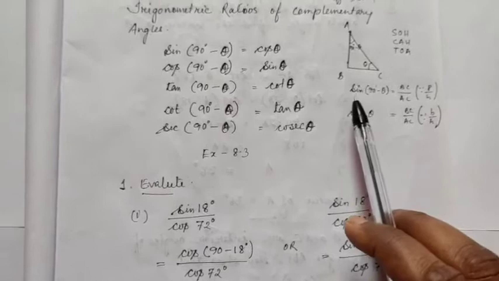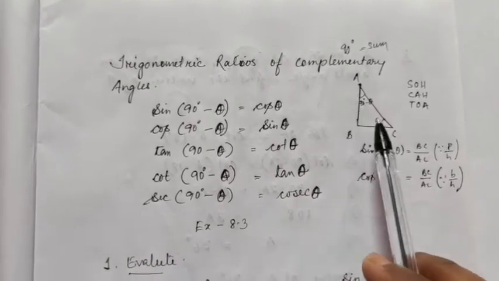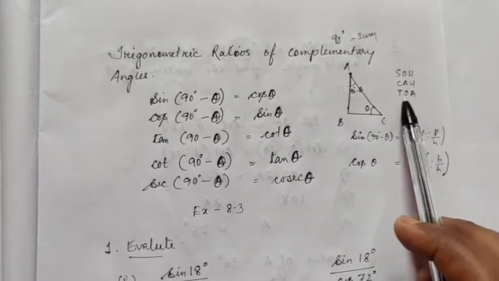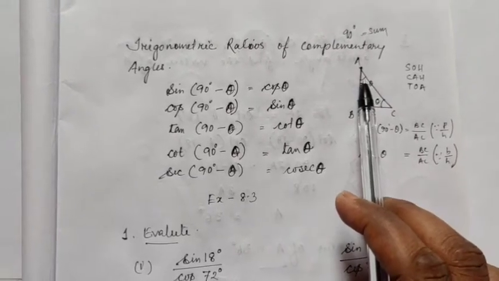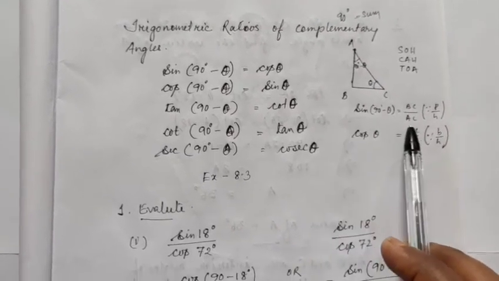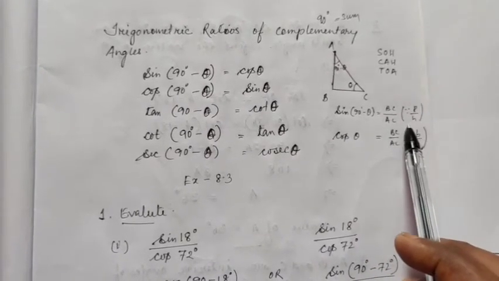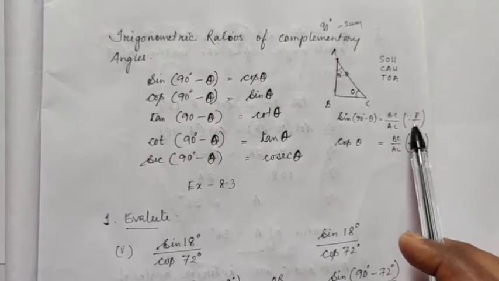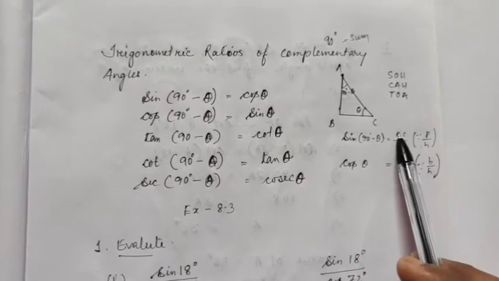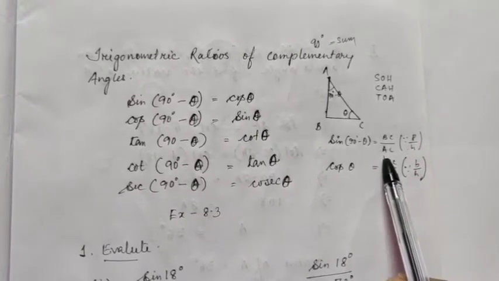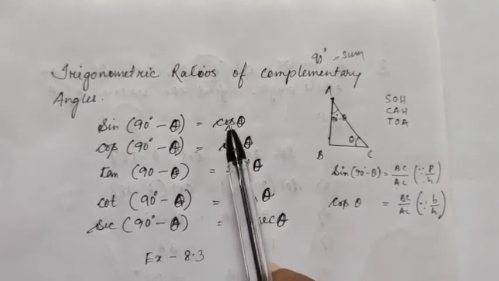See here, sine 90 minus theta, that means I am taking this angle. Clear? SOHCAHTOA, the sine means opposite by hypotenuse. Now if I take this angle 90 minus theta, BC will be the opposite side. So opposite by hypotenuse, because sine means perpendicular by hypotenuse or opposite by hypotenuse. So the ratio of sine 90 minus theta now comes BC by AC. Clear?